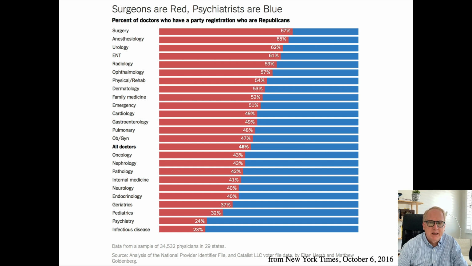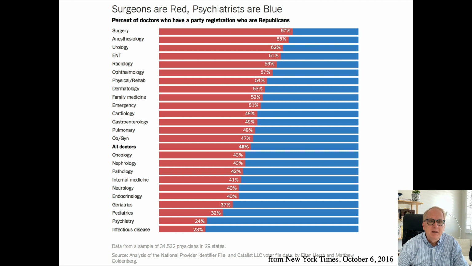So this is data collected in the United States. You can see down at the bottom there, it's a sample of 34,532 physicians in 29 states in the US. On the graph, if you go to the top where it says surgery, those are just the surgeons in the sample. Then down at the bottom are people who specialize in infectious disease. The red bar tells you what percentage of those people in that particular specialty identify themselves as Republicans, whereas blue would indicate that they're a Democrat.